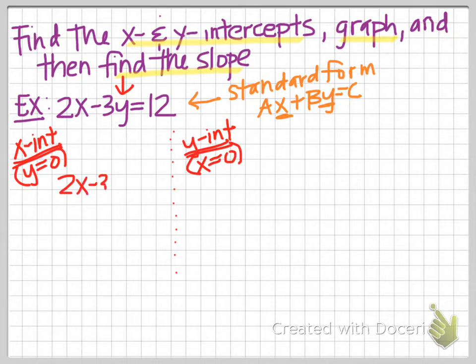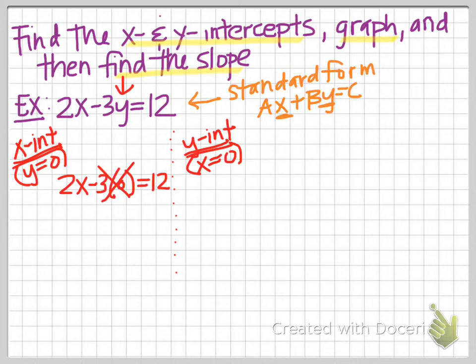2x minus 3 times 0 equals 12. Now what happens whenever you replace y with 0, this whole term goes away. So sometimes I will just put my finger over it or even erase that whole part of the equation and then check it out. I've got this cute little equation, 2x equals 12. Let me put that back though.